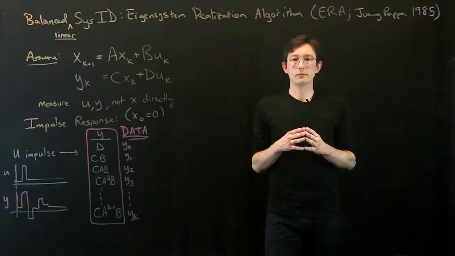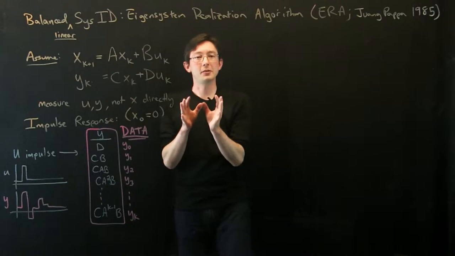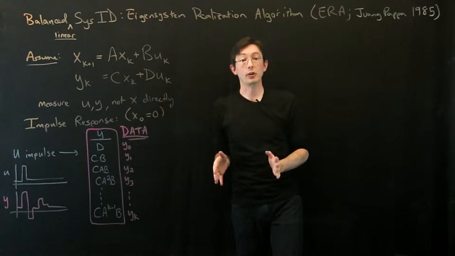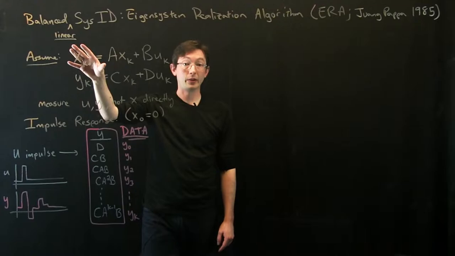Welcome back. Okay, so now we're talking about the eigensystem realization algorithm, which is another method of getting a linear dynamical system that fits your data. So this is purely data-driven. It works for experimental systems. The assumption here is that you can describe your data with linear dynamics and that you have an impulse response.